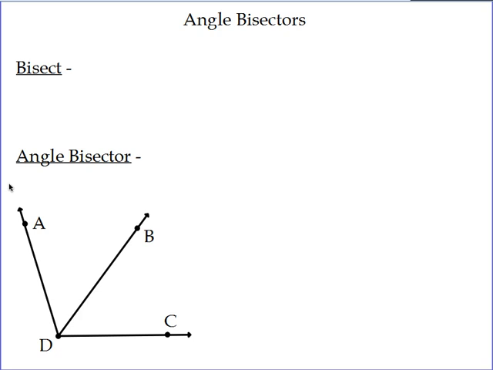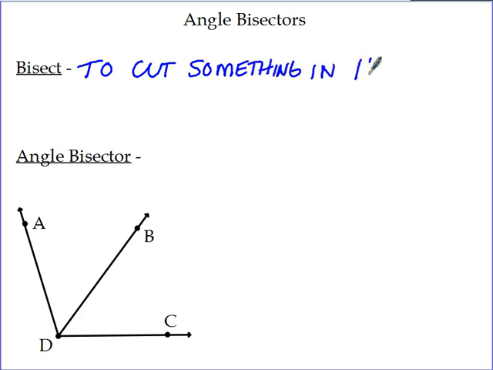Hello everyone, this is the video on the angle bisector notes. And to bisect something just means to cut something in half, or into two equal pieces. And you can bisect anything. It doesn't have to be something in geometry or something in math. You can bisect anything. If you're cutting something in two equal pieces, then you're bisecting it.